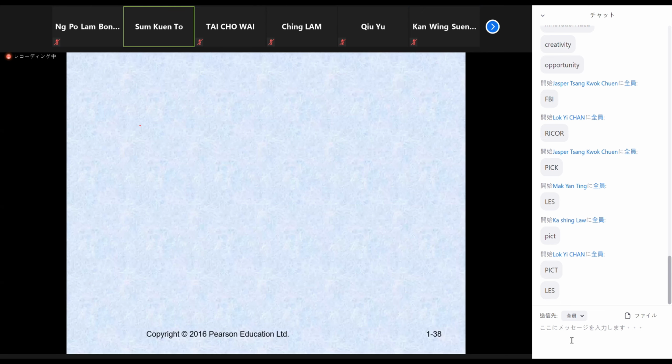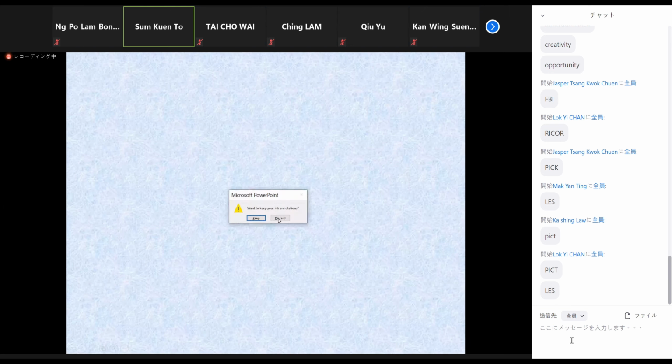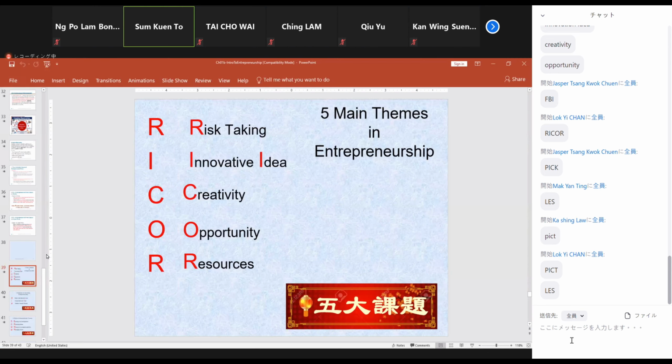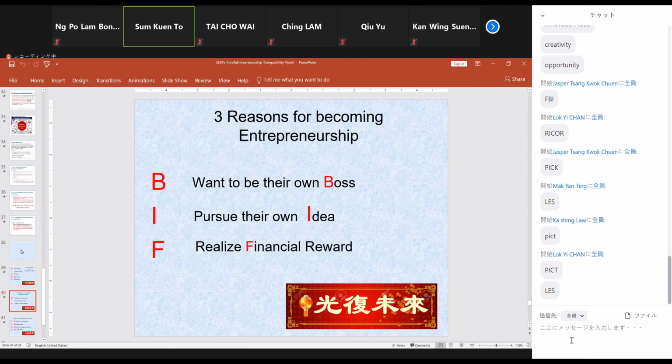So to conclude, we learn about the five major topics, which is RECALL. We have learned about your future. Okay, your future is FBI. I don't want to work for somebody. I want to be my own boss. I want to pursue my idea. Okay, this is you trying to create your future.